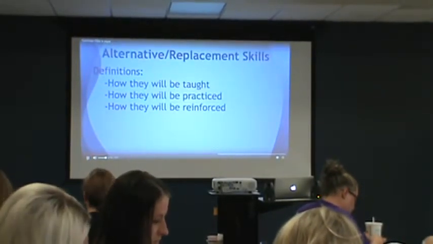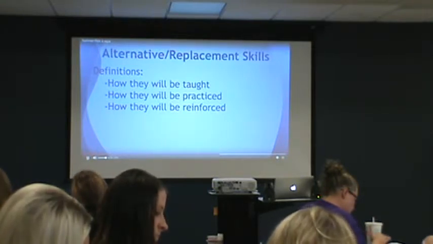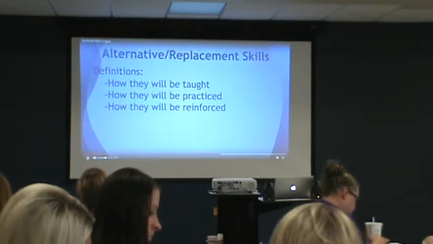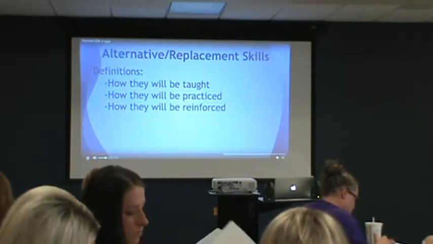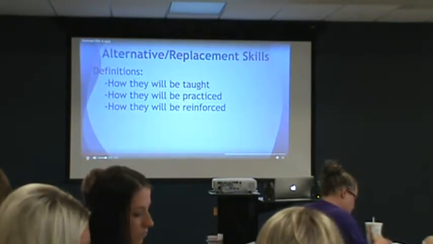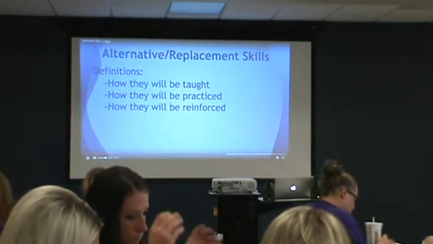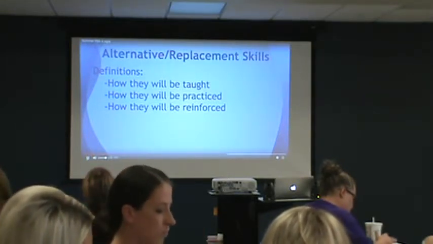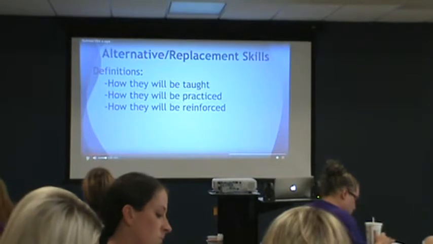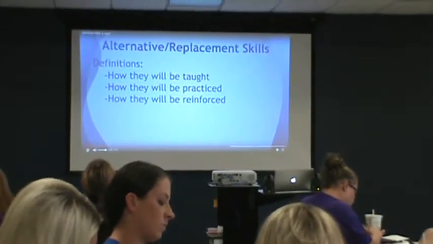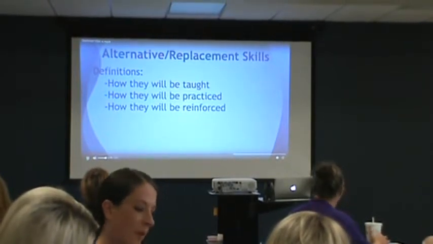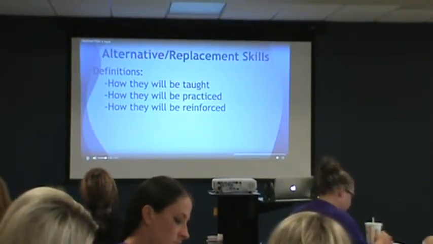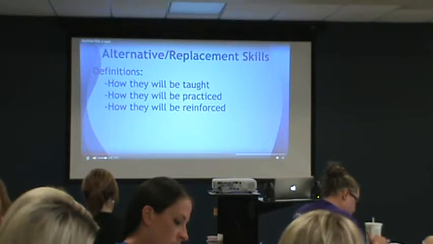The next section is alternative and replacement skills. These are the skills that you would like to see in place of the problem behaviors. So you would want to talk about how the skill will be taught, practiced, and reinforced. So the skill might be taught directly through maybe some direct social skills instruction. Maybe it'll be practiced with role play, and maybe it'll be reinforced with tokens when they've successfully practiced or demonstrated their knowledge.